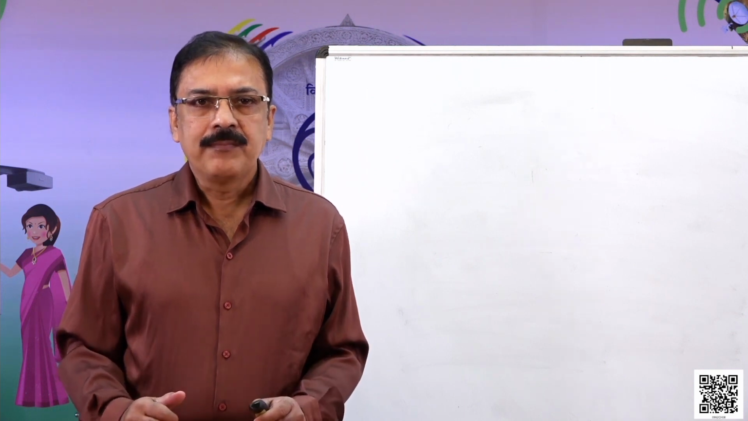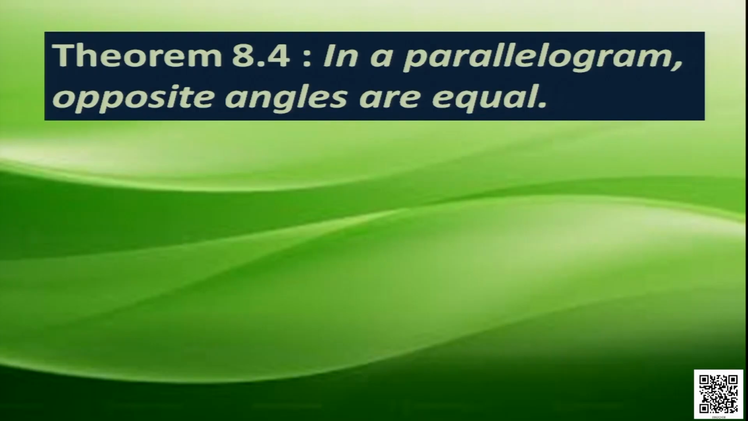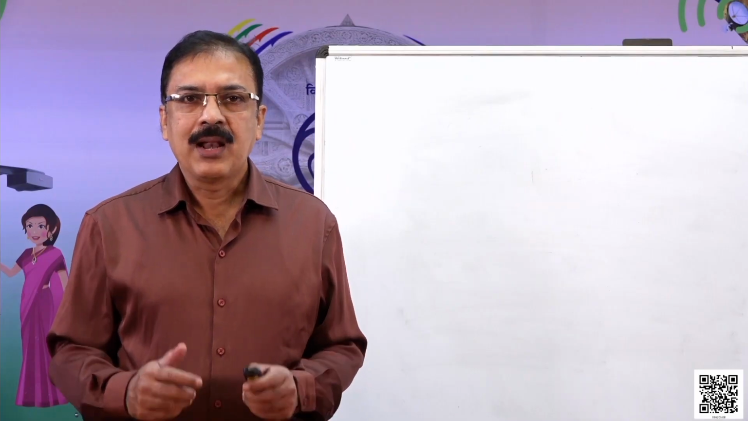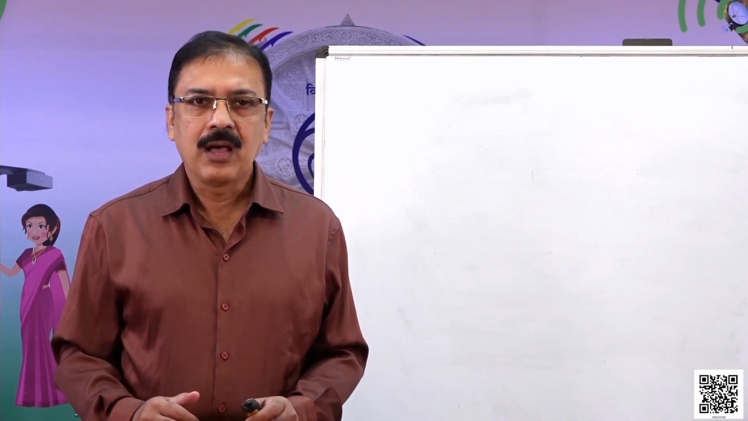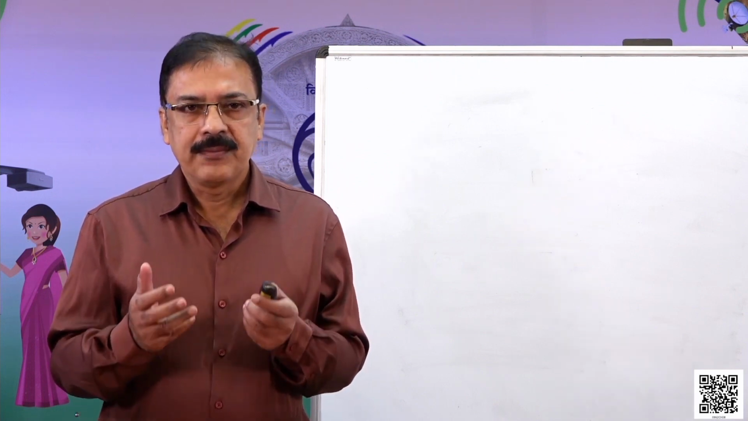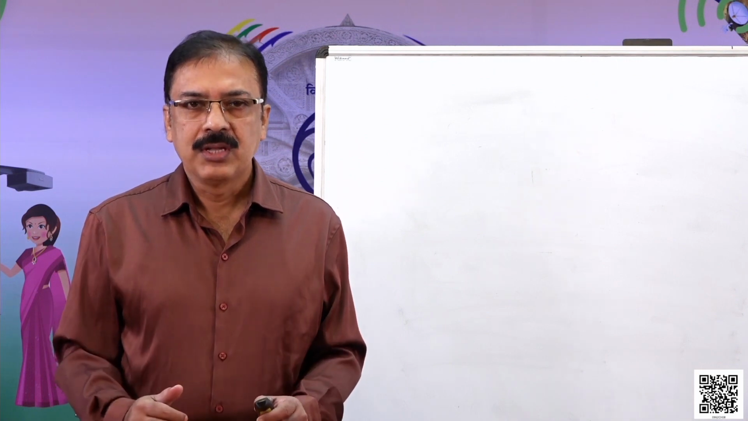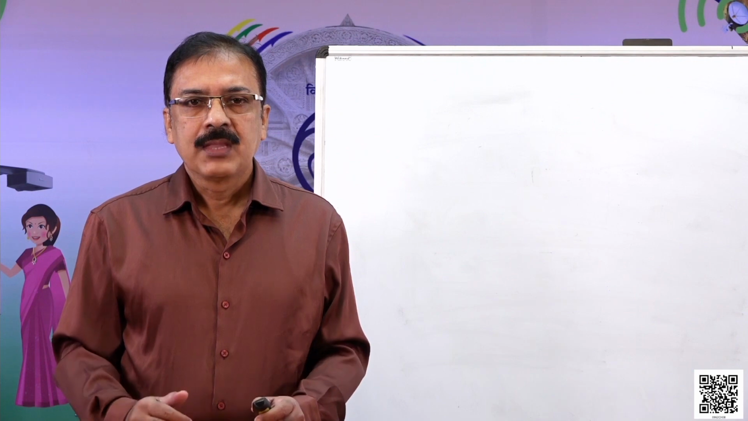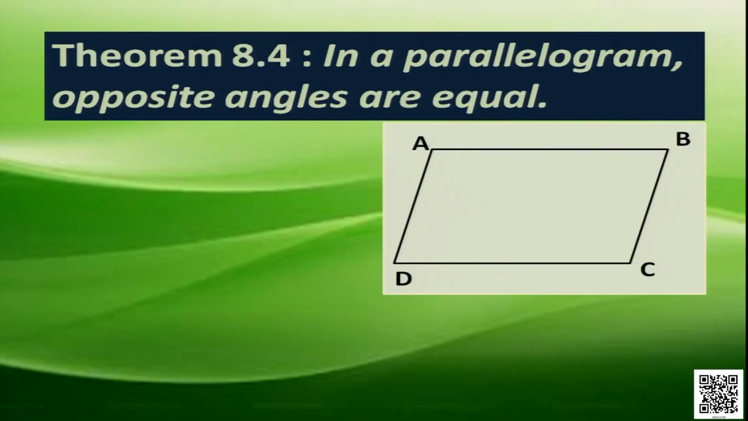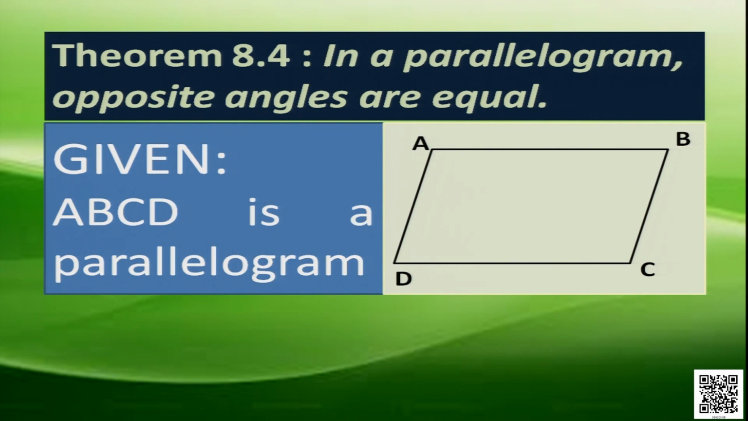In a parallelogram, opposite angles are equal. In last class, we learnt that in a parallelogram, opposite sides are equal. Here, we learn that the opposite angles are also equal. So, for that let us have a figure. Here ABCD is a parallelogram. So, our given point is ABCD is a parallelogram.